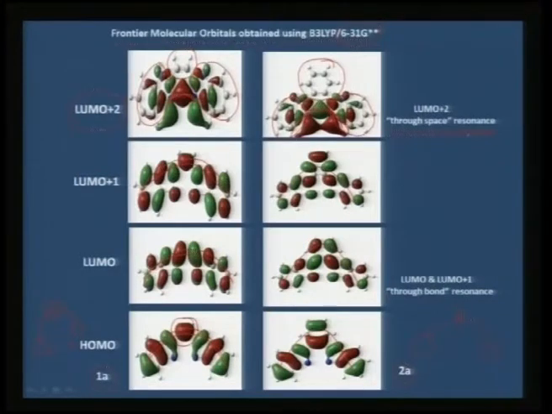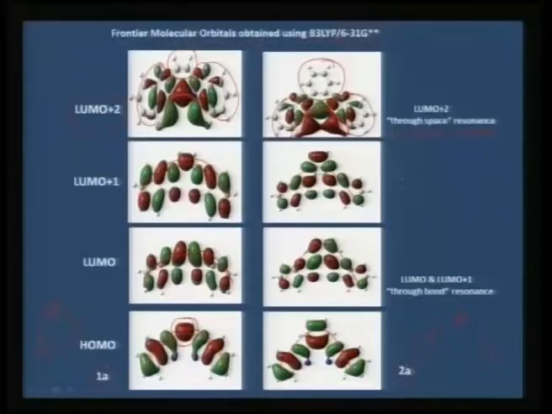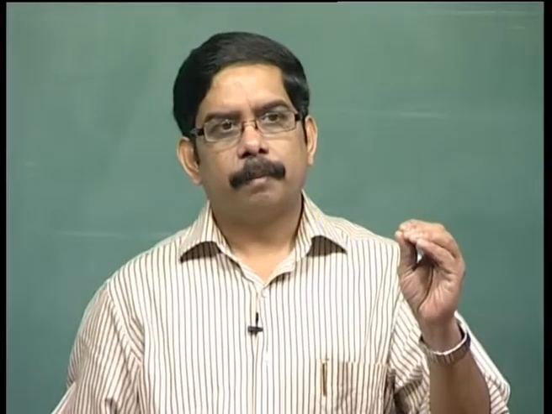So, when you have a through space and through bond resonance, then you would see a very different emission phenomena happening, because there is more charge delocalization. As a result, you would have a broad emission coming into picture. So, the broad emission that we talk about is mainly due to the through space and through bond resonance that is typical of only sulfur compounds compared to imidazole and oxazole.